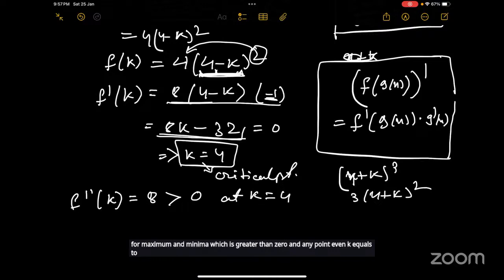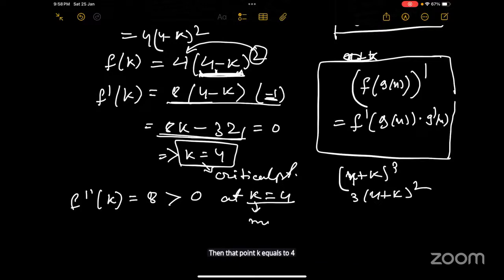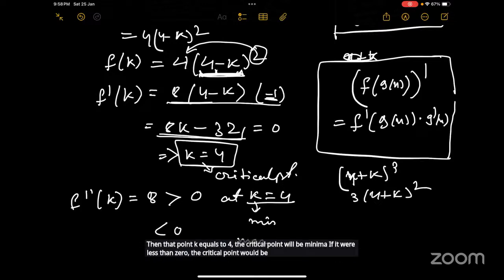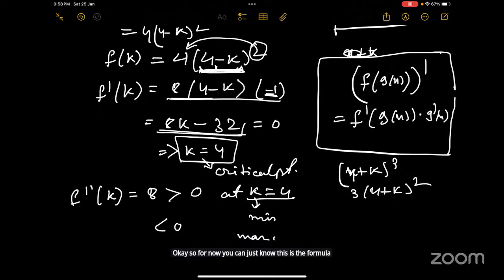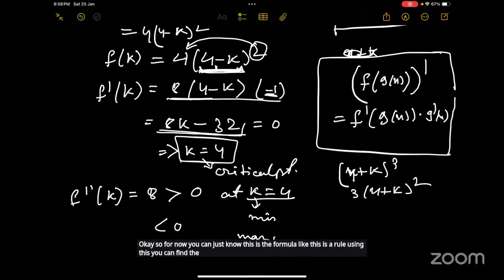If you get the double derivative greater than 0, then that point, k equals 4, the critical point, will be a minima. If it were less than 0, the critical point would be a maxima. So this is a test called the double derivative test. You will learn the test in detail in your week 9 probably. For now you can just know this is a rule. Using this you can find the maxima and minima for any given curve.